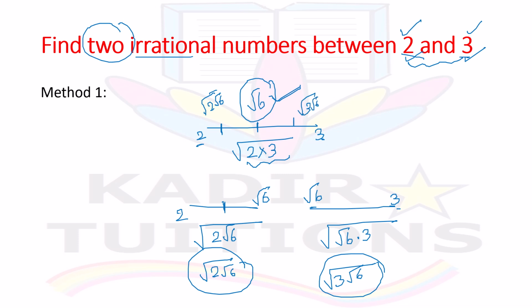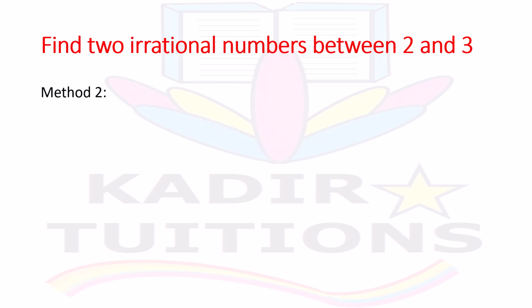Actually between any two numbers we have infinite numbers. So among them we pick two, or whatever the question asks. If they ask for 5 numbers, then we take these as endpoints, and like that we can keep on doing this. Okay, so now we'll see method 2.